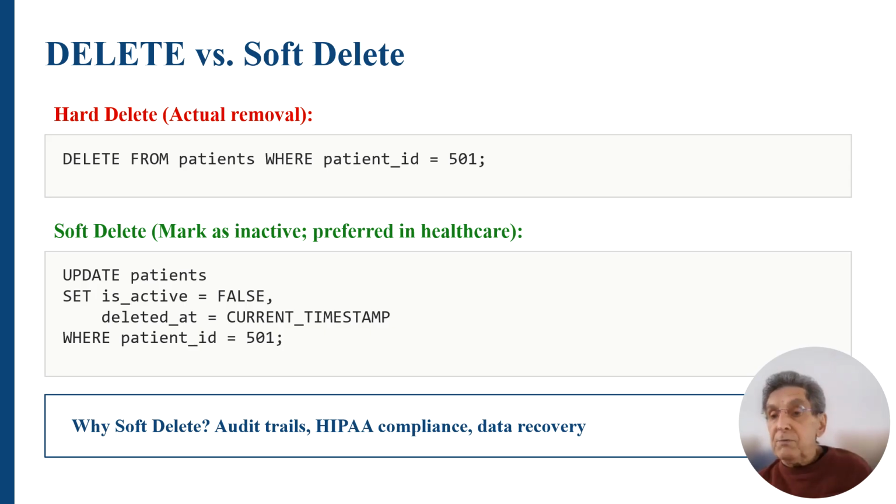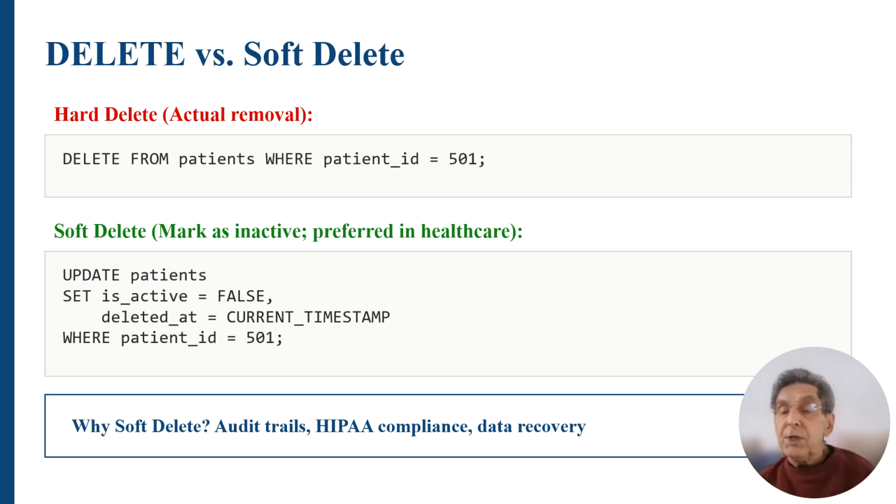Delete versus soft delete, a very important concept. A hard delete is an actual delete command, the delete statement, that removes the row from the table permanently. Once it's gone, it's gone, unless you have a backup. A soft delete uses an update to mark a record as inactive while still maintaining and keeping all the data intact. We set isActive to false and record when the deletion occurred in deleted at.